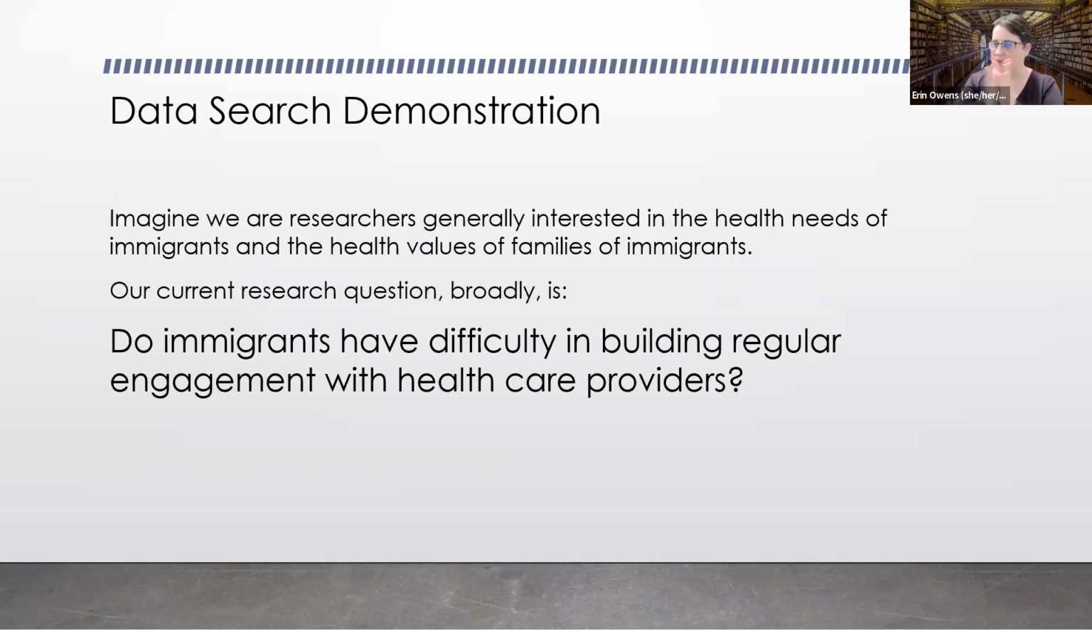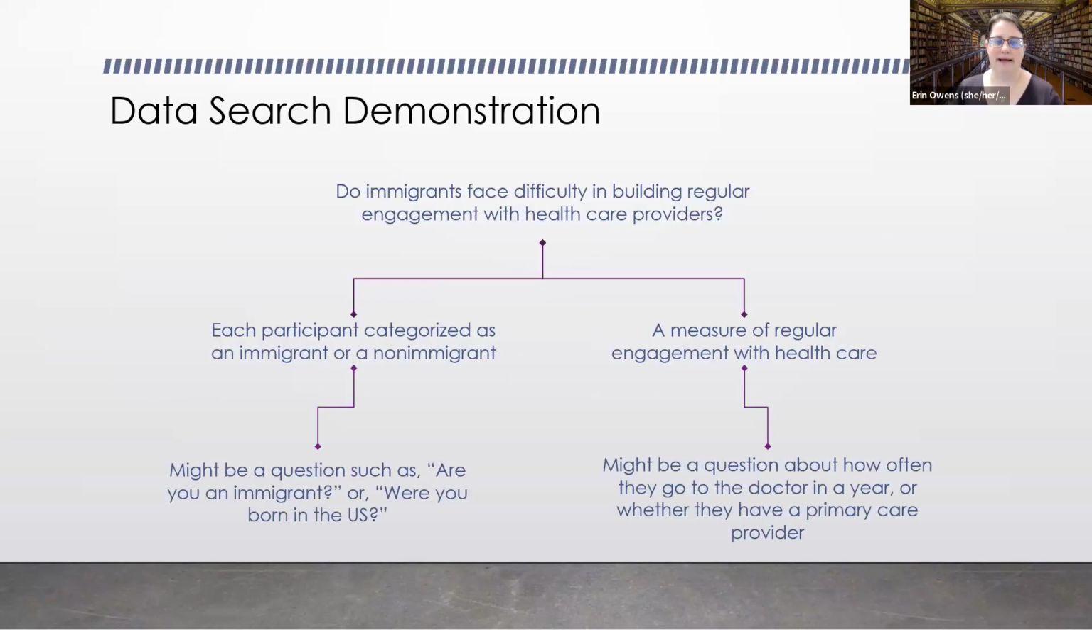All right, so now I want to actually get into a little bit of a demonstration. Just for the purposes of this, we're going to imagine that we are researchers generally interested in the health needs of immigrants and the health values of families of immigrants. Current research question, very broadly: do immigrants have difficulty in building regular engagement with healthcare providers? So we want to start out by breaking down that research question into the key pieces of information we would need to try to answer that question.